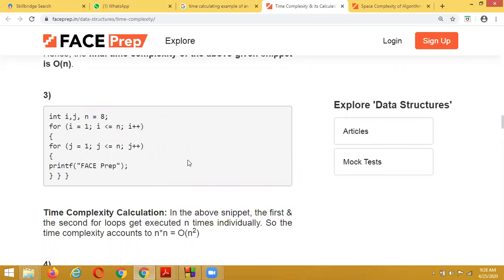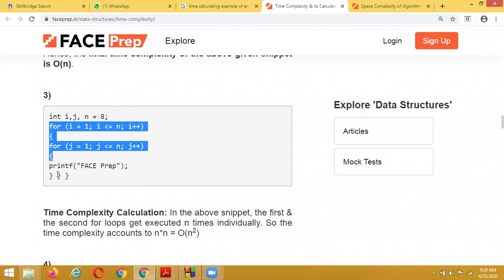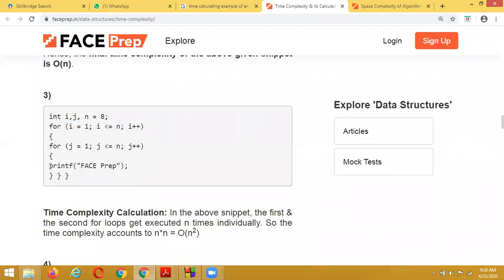O of n square here. When are we going to indicate O of n square? It is when a for loop exists within a for loop, nested for loop statements, and inside it we display the output using one printf statement. How many times is it going to be executed? n into n times it is going to be executed.